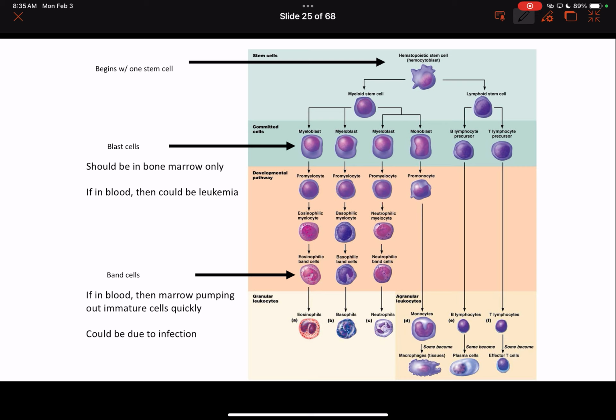Band cells are a little bit further on in the development of these white blood cells. Band cells are like the step before maturity. So they know pretty much what to do. They know how to tell a self cell from a foreign cell. So they've been trained enough.